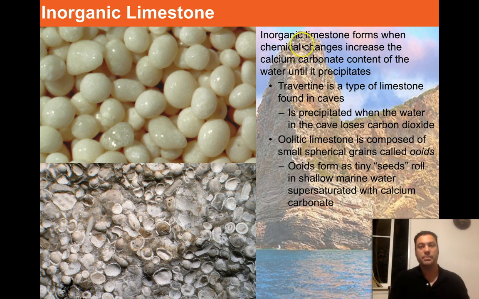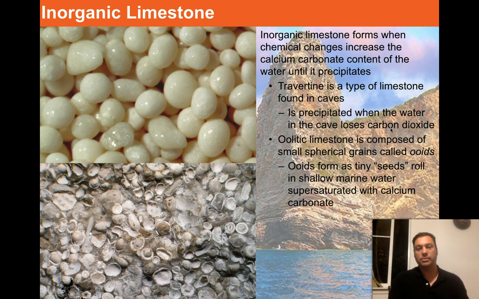What causes them? So inorganic limestone forms when chemical changes increase the calcium carbonate content of the water until it precipitates. So travertine, for example, is a type of limestone found in caves. It's precipitated when the water in the cave loses carbon dioxide. So when the carbon dioxide leaves, that precipitates the formation of limestone on the caves.